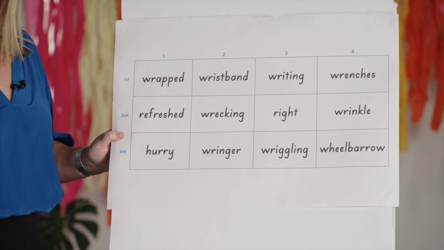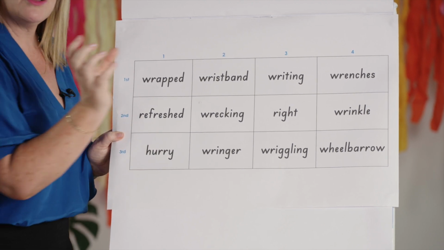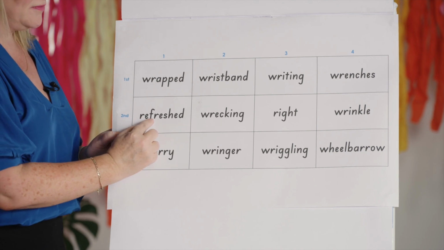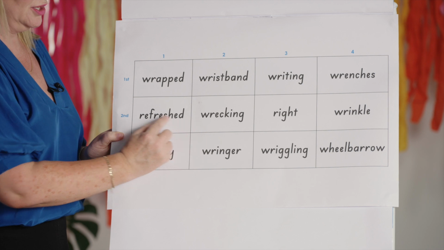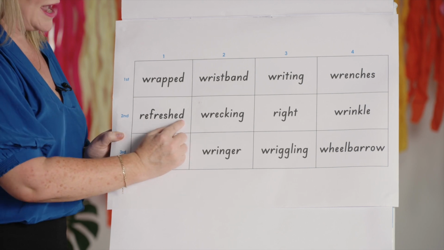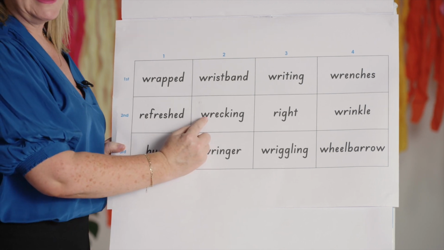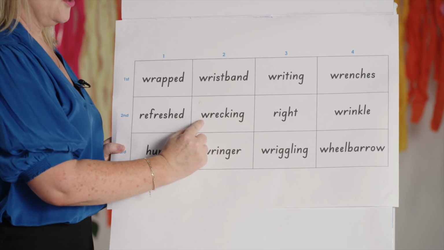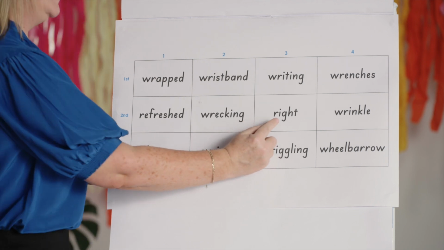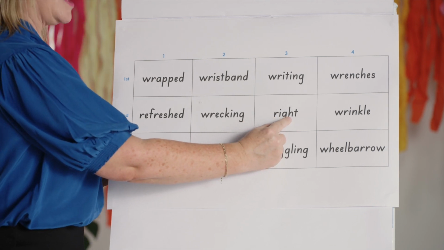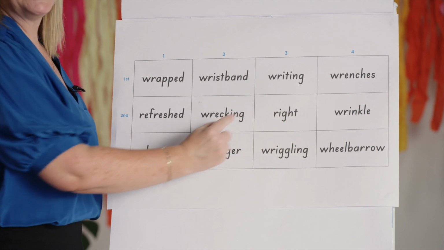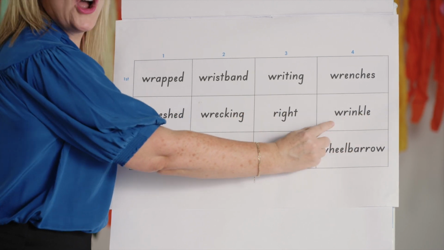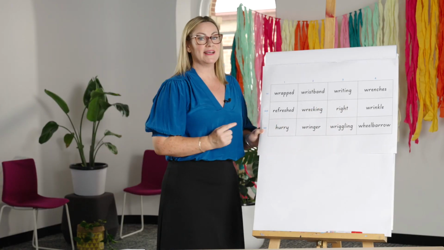Let's not tap the phonemes this time. Let's sound them out in a big blend together, like a long blend. You ready? Refreshed. Word? Refreshed. Long blending. Wrecking. Wrecking. Right. Right. Wrinkle. Excellent.